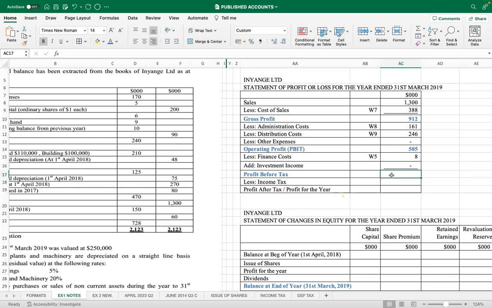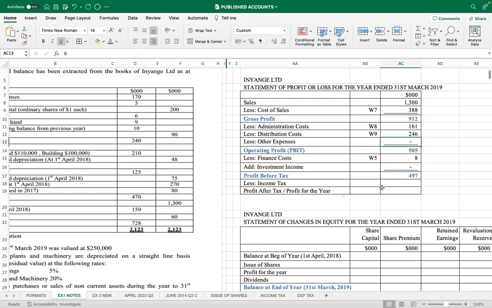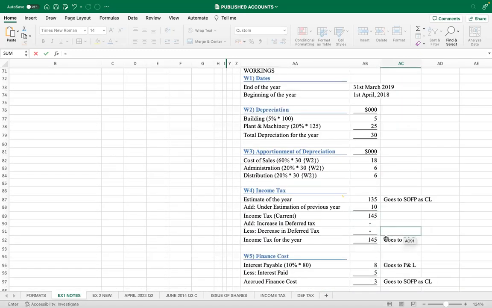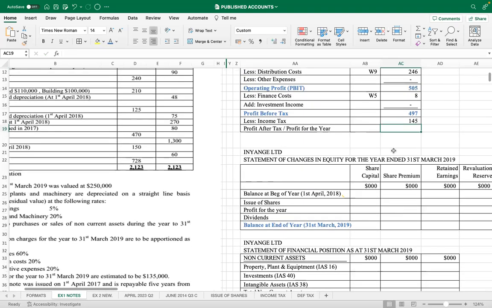So next we get profit before tax. Our profit before tax is 505 minus 8 plus 0. So it gives you 497. And then you less income tax. Income tax was which working? Income tax, the one that goes to the P and L, 145, working 4. This is why this question is normally 30 marks, because of the detailed workings. 30 marks is a lot in exams. So your profit for the year is 352.